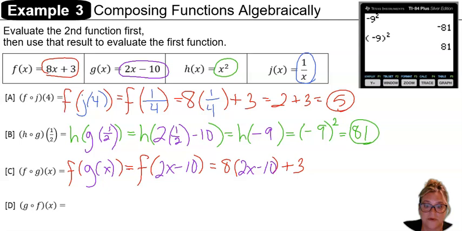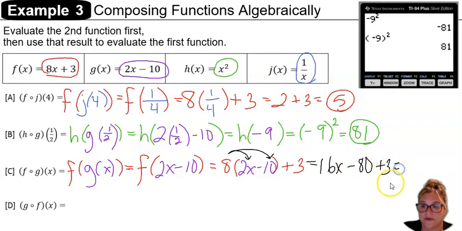Now, when we distribute to get rid of those parentheses, we've got 8 times 2x is 16x. 8 times negative 10 is negative 80, and then our constant plus 3. So that's going to evaluate to 16x minus 77.